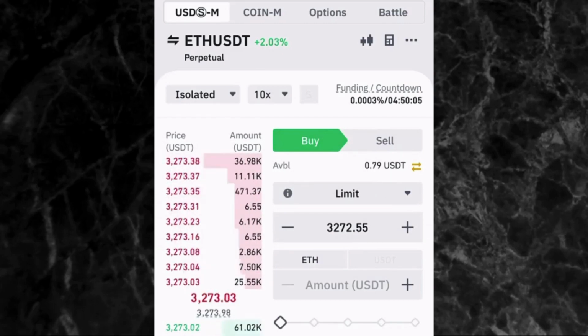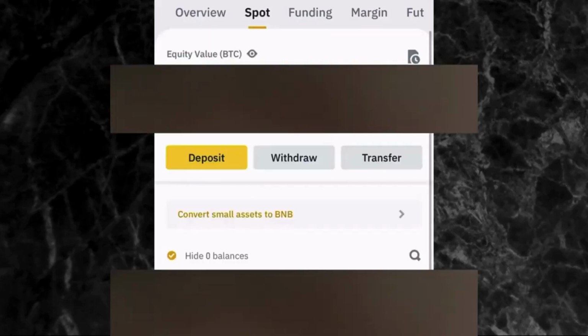Now, the first thing you need to do is to deposit USDT to your futures wallet. To deposit money into your futures wallet, you need to go to your spot wallet and make sure you have USDT in your wallet. In case you don't know how to buy USDT on Binance, or you don't have and you want to buy, I have a tutorial video on how you can deposit money and buy USDT on the app. I'll put the link to that video in the description of this video, so make sure you check it out.